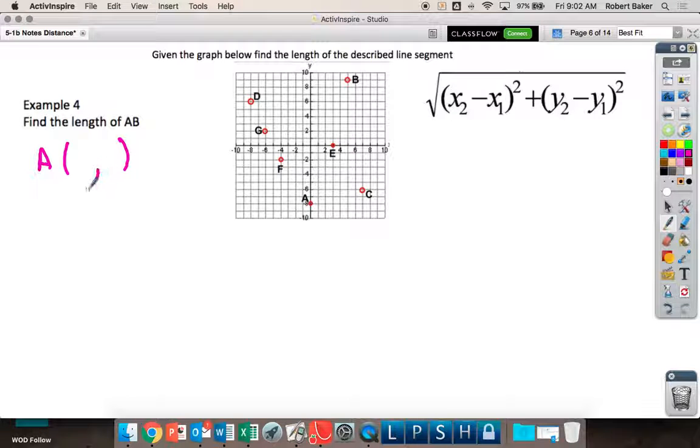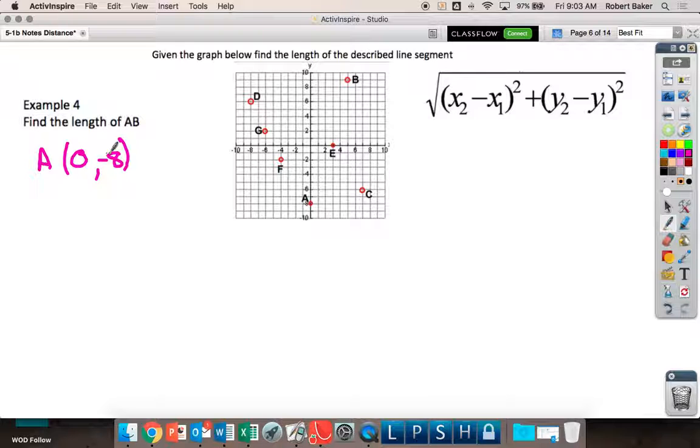A is 0, 8. Incorrect. 8, 0. Incorrect. 0, comma. Incorrect. 0, comma, negative 8. See, I knew it was 8, but I didn't know. Right, and that's the issue. You have to identify the point correctly. 0, negative 8. That is the only place where A lives.